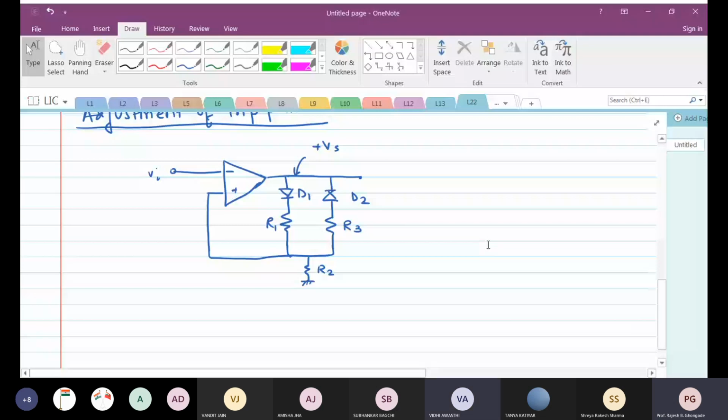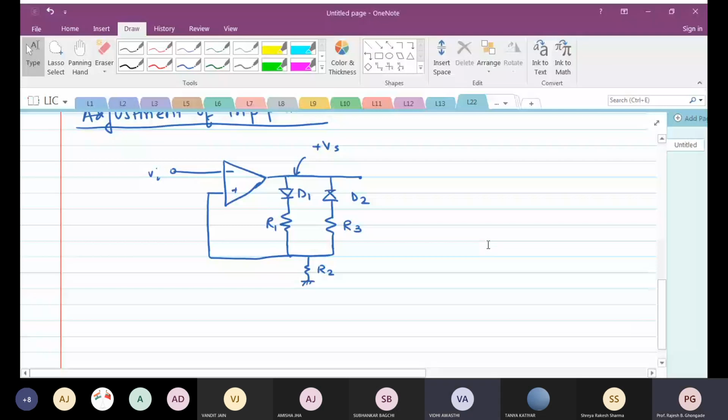Excuse me, sir. Whatever you are writing, we are not able to see it, because only the circuit which you have made is visible to us, nothing else. Why is it happening like that? Maybe it is working very slow. Above also it was happening the same when you were telling about that hysteresis.